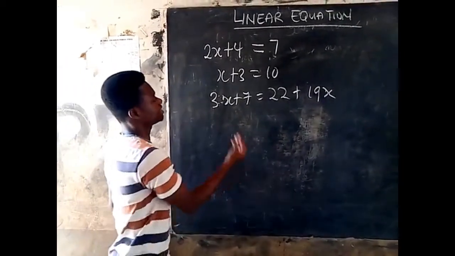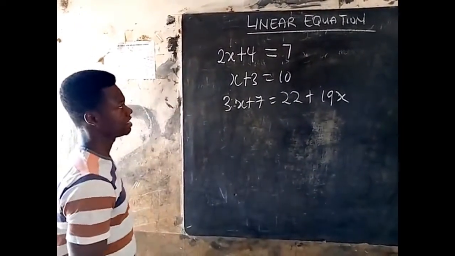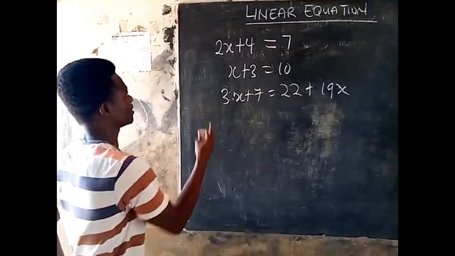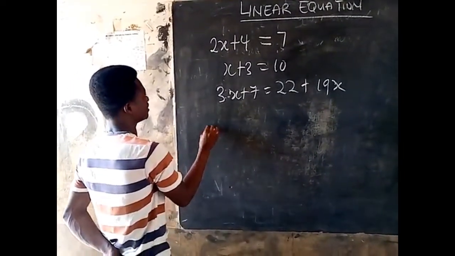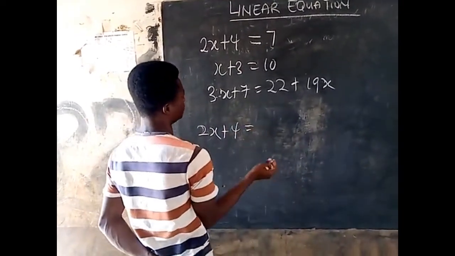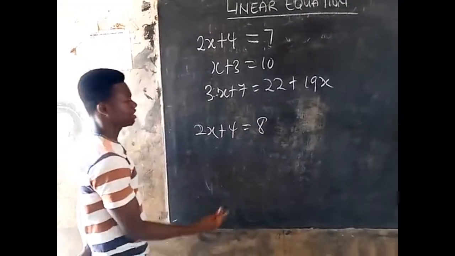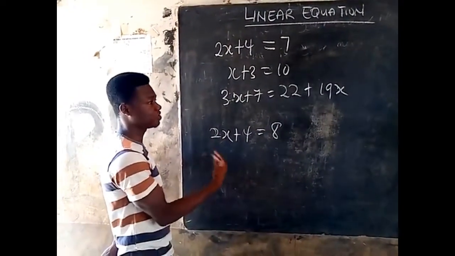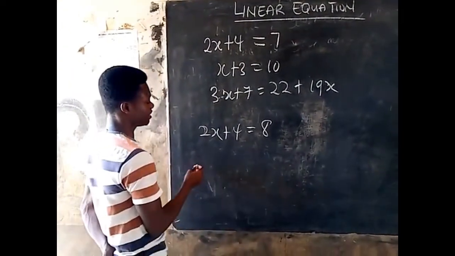Let's try and see how we find the truth set of equations. It is very important that we learn how to find a truth set of an equation. Let's take the first one and try. Let's say 2x + 4 = 8. We are finding a truth set. When I say find a truth set, it means we want a value of the variable that will satisfy the equation.